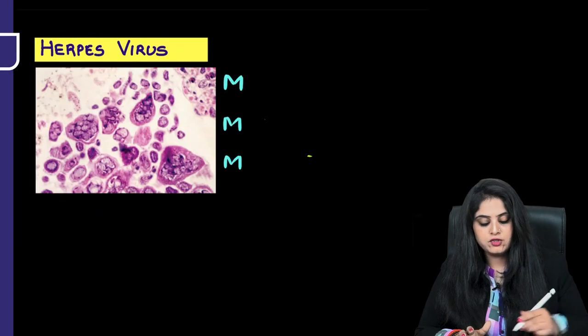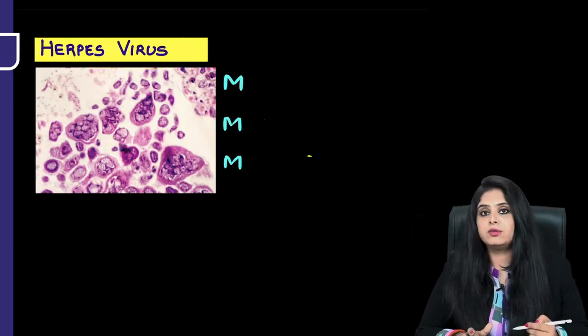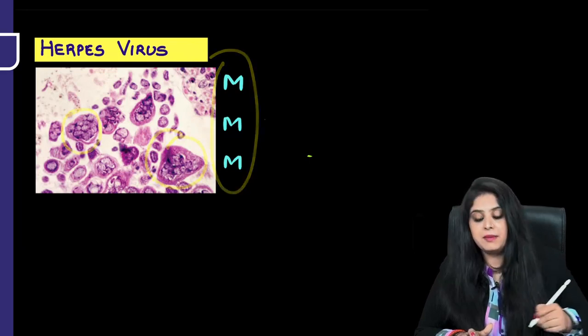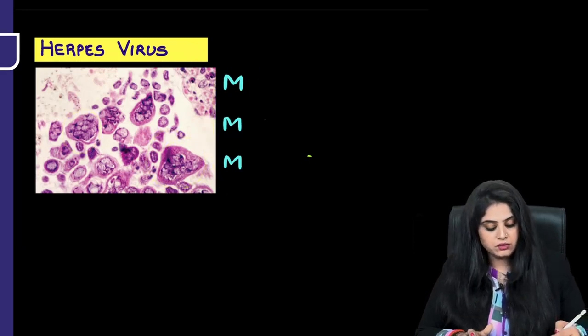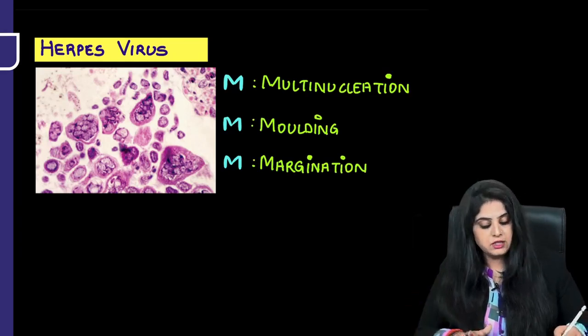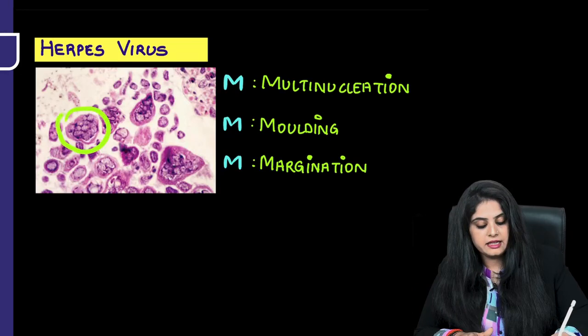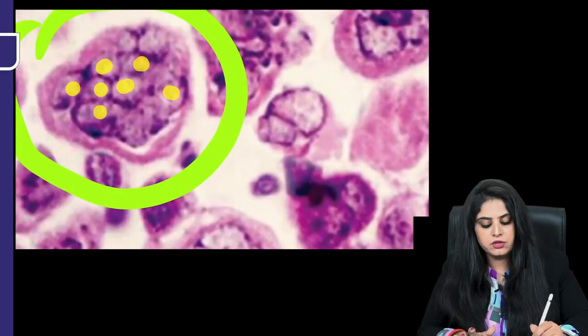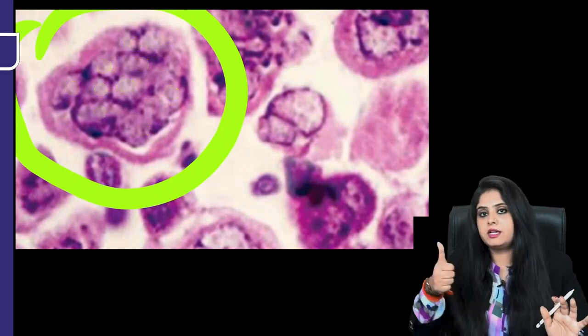Let's move on to the last giant cell, which is again something from micro known as herpes virus. And herpes virus's giant cell is identified by MMM. What are the three M's, guys? Please note, it is multinucleation, molding and margination. Multinucleation, can you all see that multinucleation? Can you see there are lots of nuclei? I can count 1, 2, 3, 4, 5, 6, 7, at least I could count multinucleation.